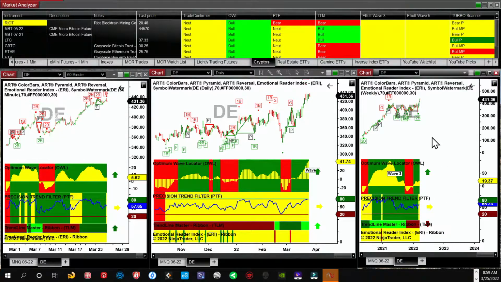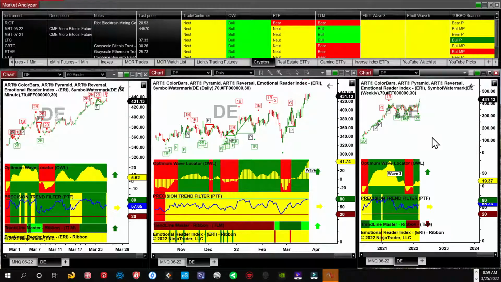It's too extended. You missed it. I would wait for the retracement and then go long after the retracement again. But if you're in it, then have your stop right around 360. Give it a little room. Could go higher. All right, so that is D. It's not one of my favorites, put it that way.